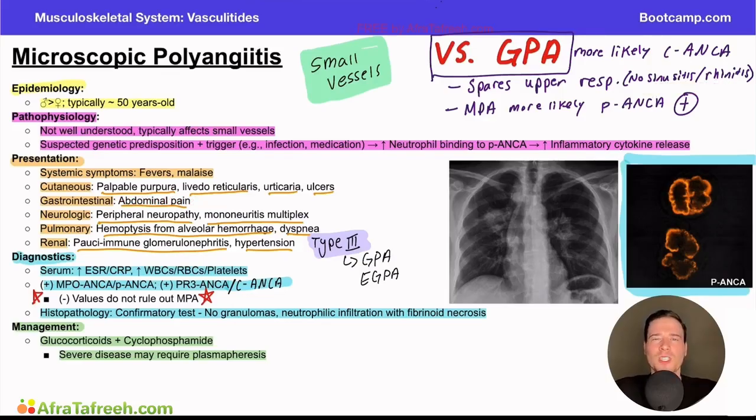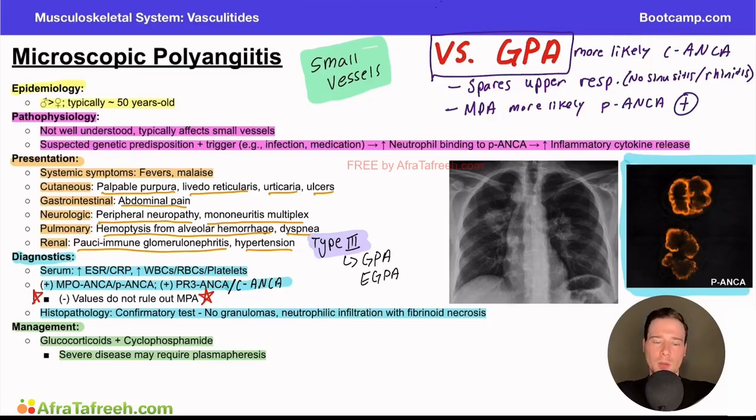But now the question asks, which of the following tests is the best to confirm the diagnosis? It's going to give you all these different ANCA options, right? It's going to give you the C-ANCA. It's going to give you the P-ANCA. It's going to give you some inflammatory markers. But the best confirmatory test is going to be the histopathology. It's going to be the biopsy showing the absence of granulomas. Again, this is the only confirmatory test. All the other ones are supplemental in determining what this patient has, but this actually can confirm the diagnosis.